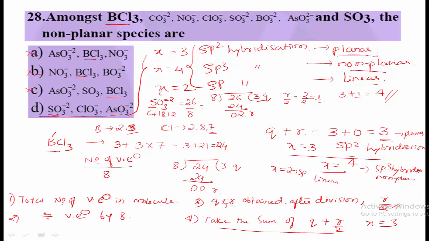If it is 4, then it represents sp3 hybridization and the structure is non-planar. Therefore, option D is the right answer. This is how you can find this species, whether it is planar or non-planar. Also, if they asked you to find the type of hybridization, then also it is very helpful.